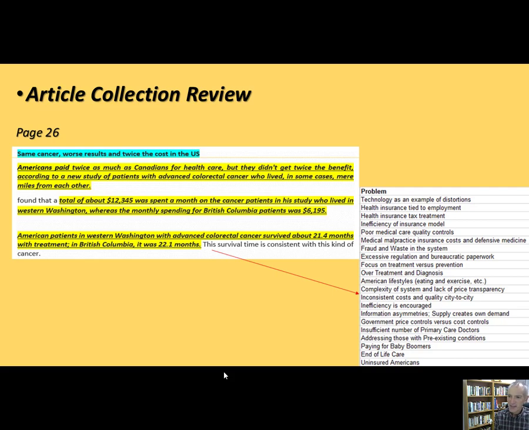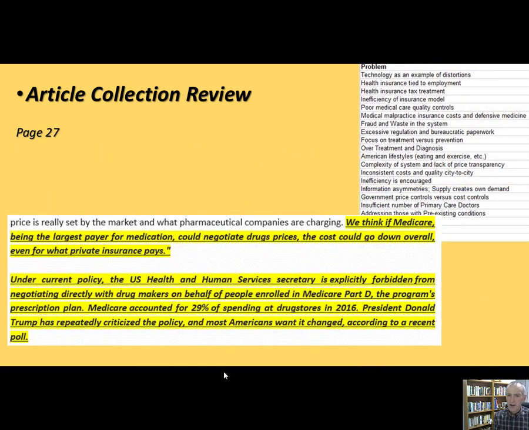Now here I say inconsistent costs. I really mean that for the U.S., but this one might fit better in your introduction, on just why does the U.S. cost so much more? But you know, you could talk about inconsistency of the U.S. versus the rest of the world. We think if Medicare, being the largest payer for medication, could negotiate drug prices, the cost could go down overall, even for what private insurance pays.